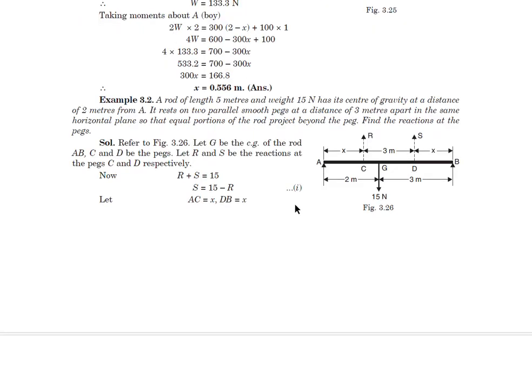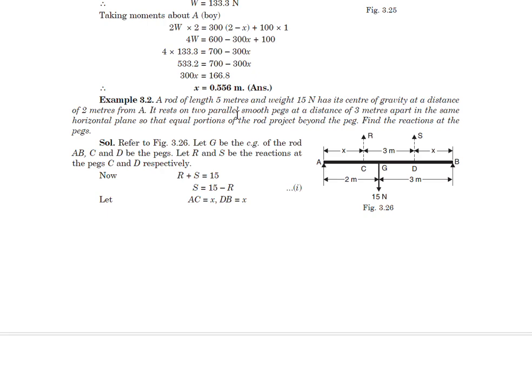Then coming on to the next problem, which is example 3.2. Again, here the problem is somewhat similar, but let us read it first. A rod of length 5 meter and weight 15 Newton has its center of gravity at a distance of 2 meters from A. Now the center of gravity is not at the midpoint because the rod is 5 meter length and its CG is 2 meter away from A.